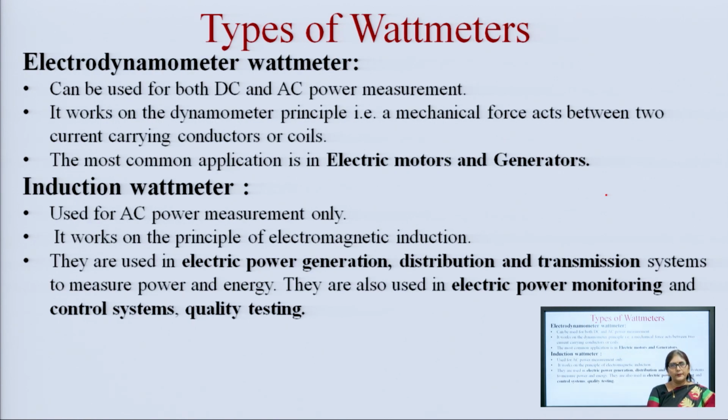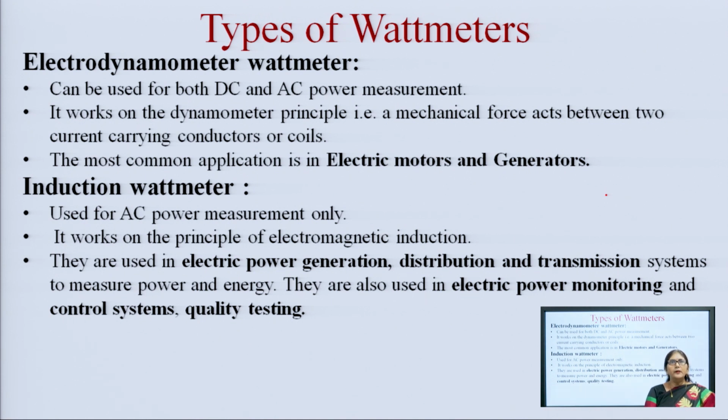Now, types of wattmeter. Generally, two types of wattmeters are in use. One is the electrodynamometer wattmeter and the second is the induction wattmeter. The electrodynamometer wattmeter can be used for AC and DC power measurement, but the induction type wattmeter is not used for DC measurement.